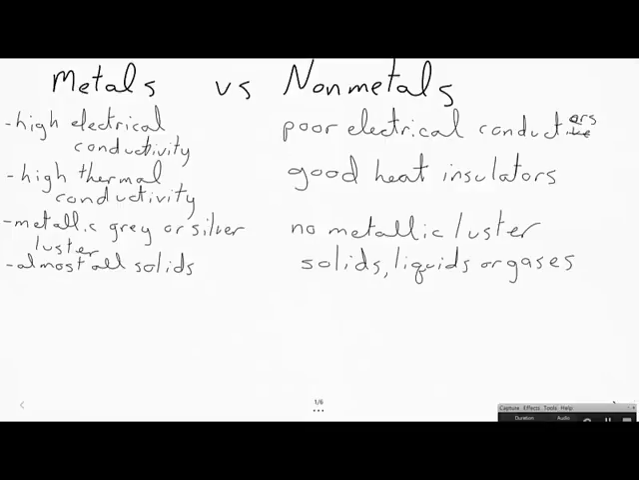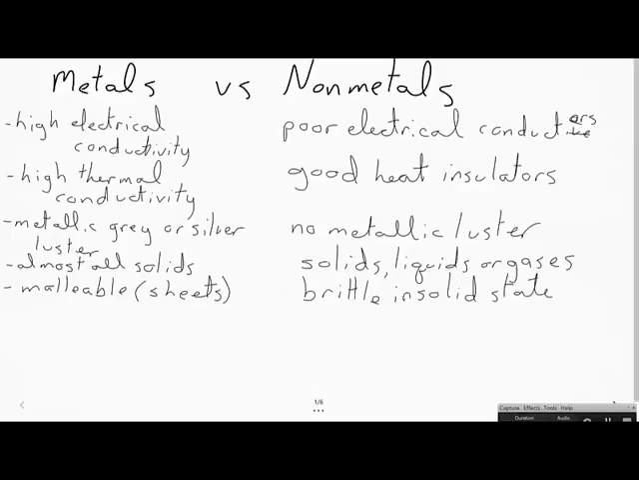Metals are malleable, which means they can be hammered into sheets, whereas nonmetals are brittle in the solid state. Metals are also ductile, which means that they can be drawn into wires. Nonmetals are non-ductile. So you can obviously make something that looks like a wire out of a nonmetal, but you have to have a larger piece and then just cut it smaller and smaller.